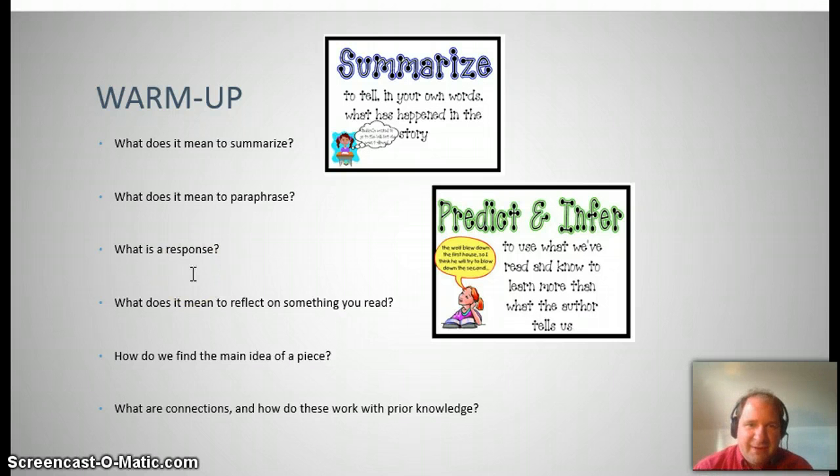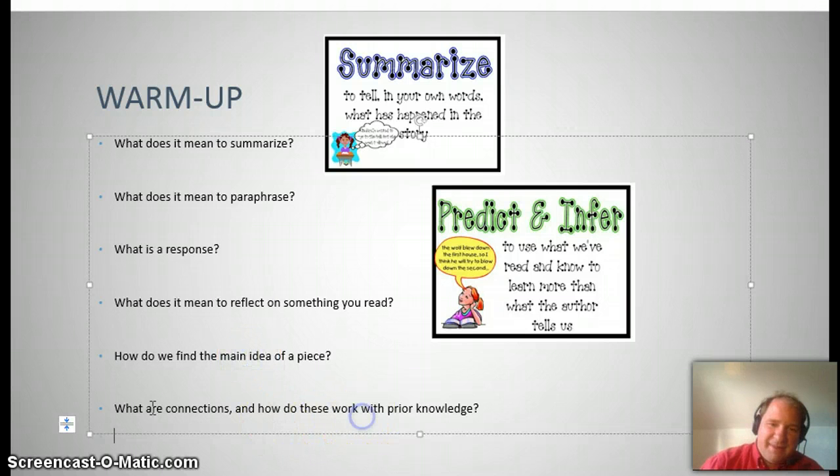So first, quick review here. Summarize, we talked about what happened in your own story. We talked about prediction with the Mulberry Project. Paraphrase, that's when you retell something in your own words. Response and reflect are new for us. Those of you who had this class last year might remember them. But response, the teacher just wants to know what you think. Reflect, think about it. Another part, how we find main ideas and connections. That's how things work with what we already know.